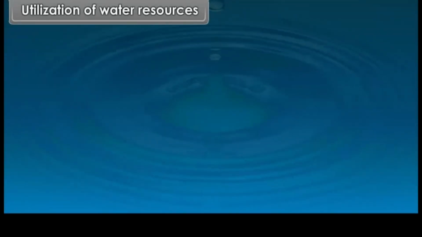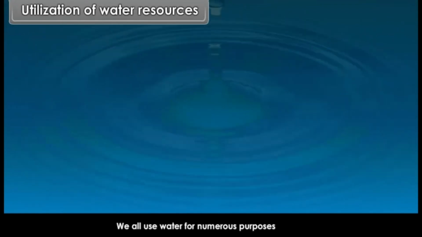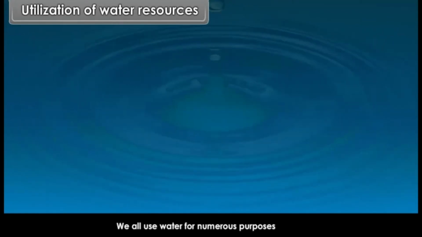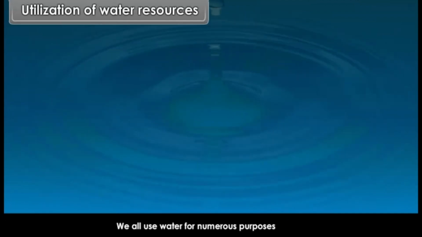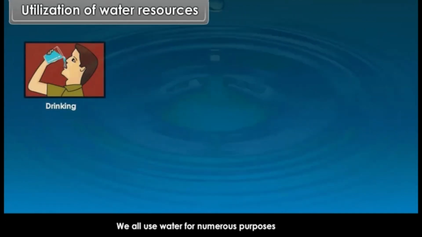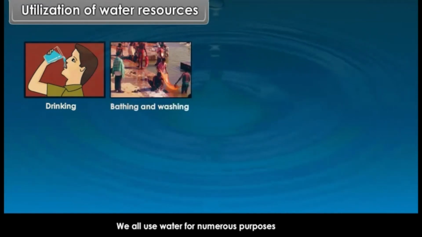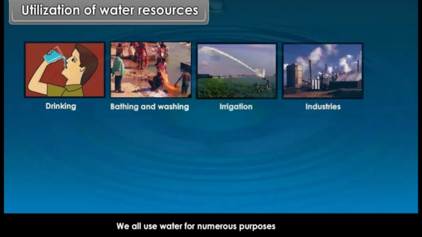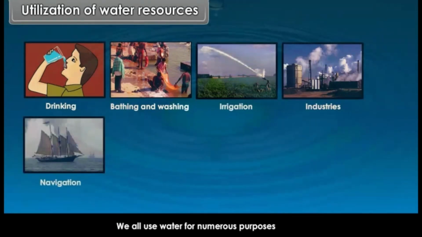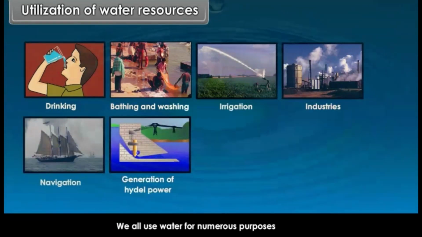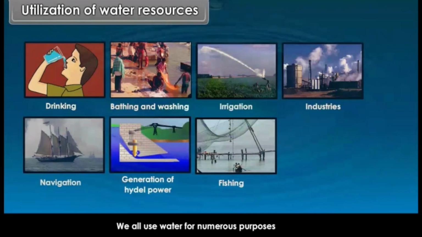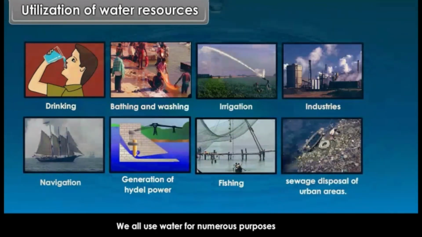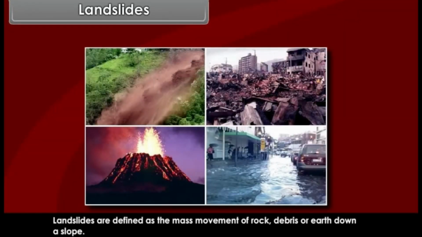Utilization of water resources. We all use water for numerous purposes. We can list out certain uses of water: drinking, bathing and washing, irrigation, industries, navigation, generation of tidal power, fishing, and numerous other purposes like sewage disposal for urban areas, etc. Landslides. Landslides are defined as the mass movement of rock, debris, or earth down a slope.